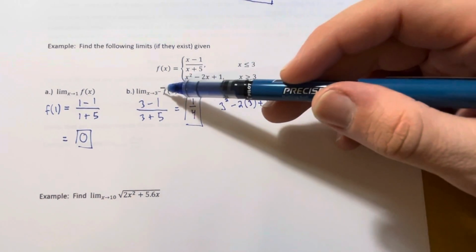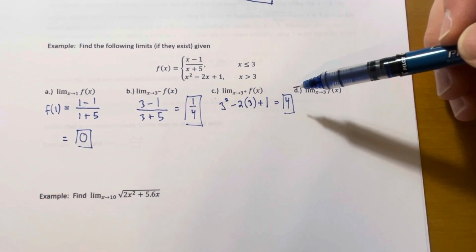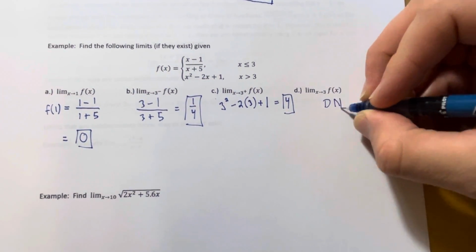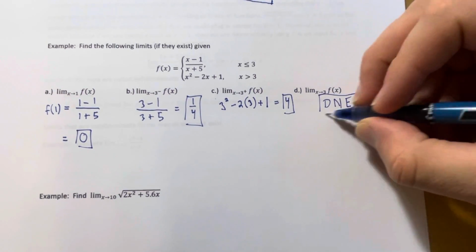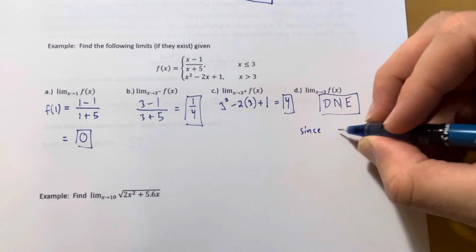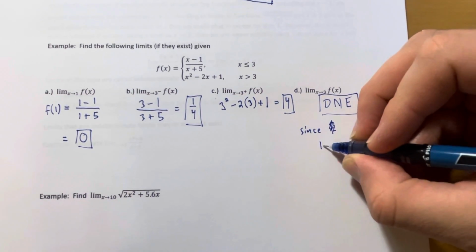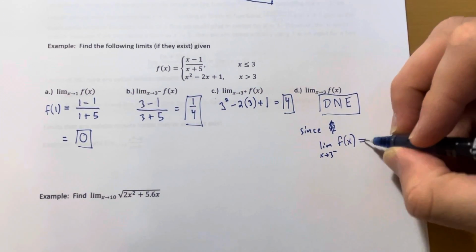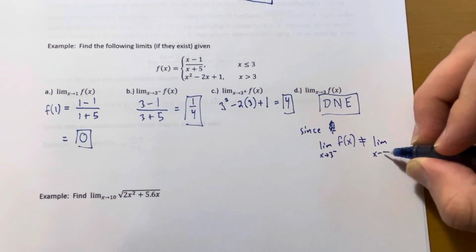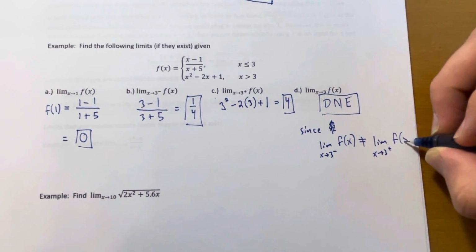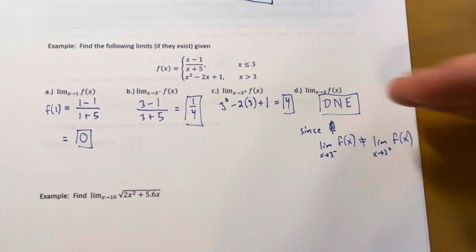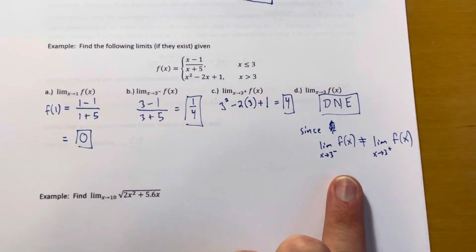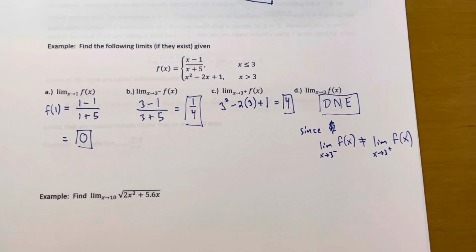In this case, we've already evaluated both the left and right-sided limits, and we got different numbers in each case, which means that this limit actually does not exist. I would say does not exist. And I'll put the reason here. Since the limit as x approaches 3 from the left of f of x is not equal to the limit as x approaches 3 from the right of f of x. So if you were ever asked to justify why this limit does not exist, you would want to write something like this. This is showing that that limit does not exist because these two things don't agree.